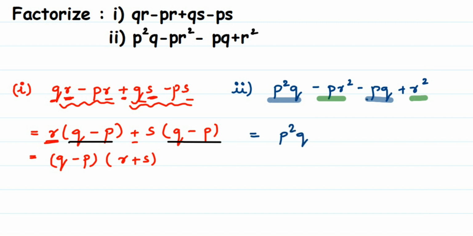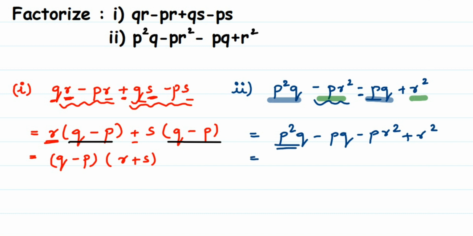So this will be p²q, and this minus pq I'm going to write down here first, minus pq, and this minus pr next. Remember, you have to put the sign, otherwise the problem will be wrong. So minus pr², then plus r². Now I'm going to take out the common.